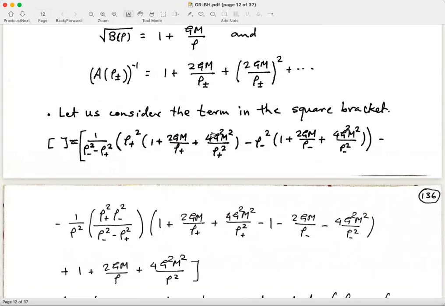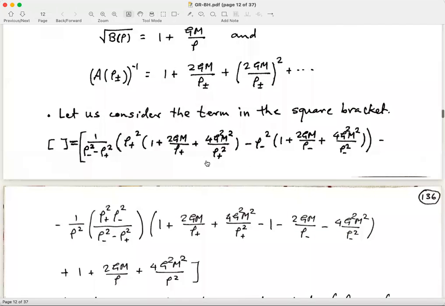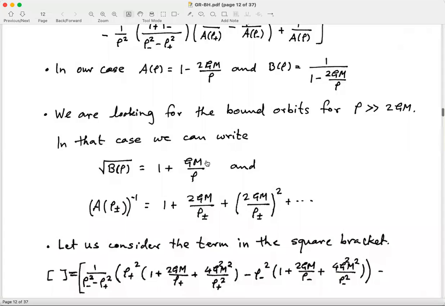So you can substitute this behavior of A of rho plus and A of rho minus expanded in this form, and you get a variety of terms. You can check what they are.